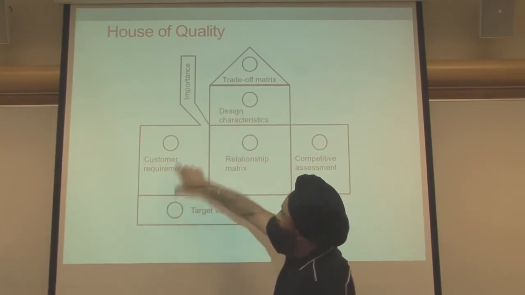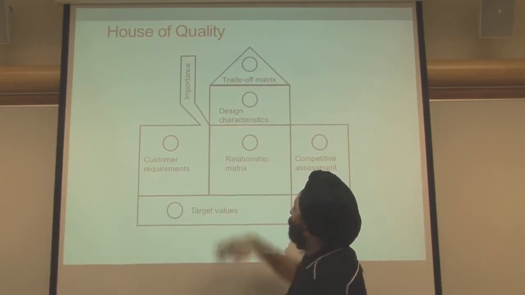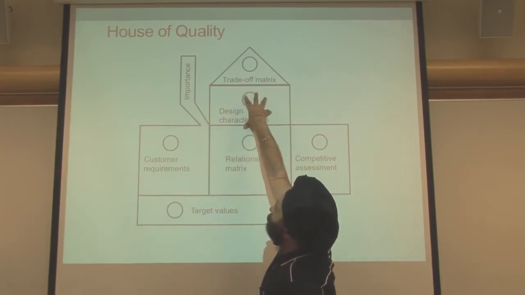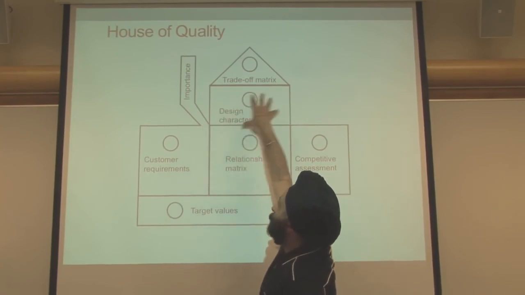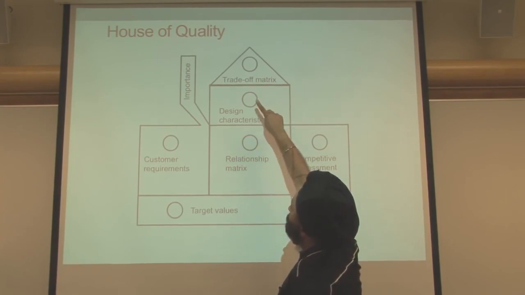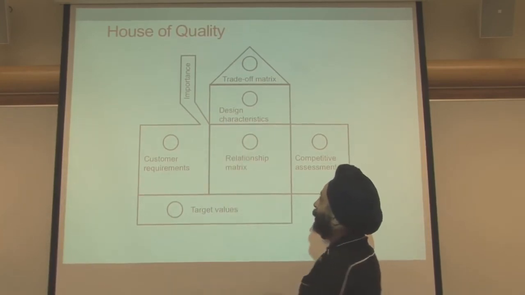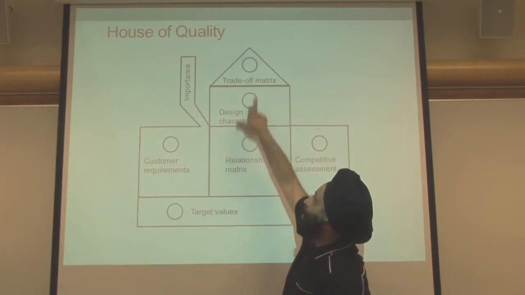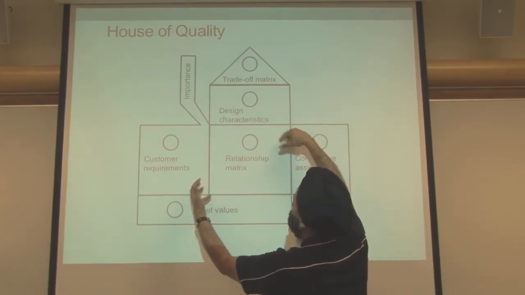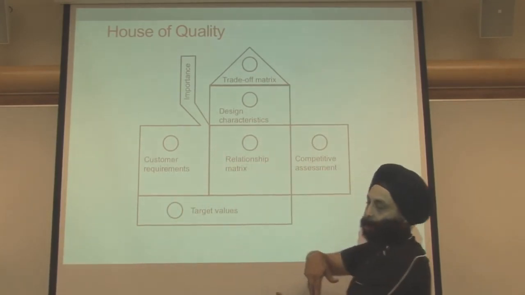And over here is the importance rating, all the way from 10 to 1 or whatever the numbers are. And then how these requirements can be translated into appropriate design characteristics is indicated over here. And then we also look into the roof of the house, which is the trade-off matrix, that is, how one design characteristic is affected by another one over here. Is it positively or negatively associated with that? So inside of the house is the relationship matrix, how well customer requirements align with the design requirements.